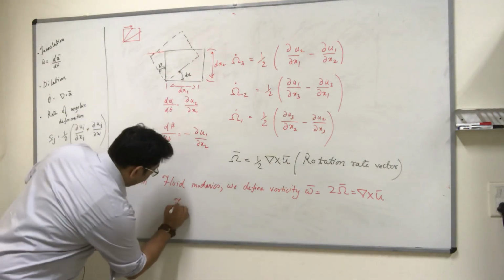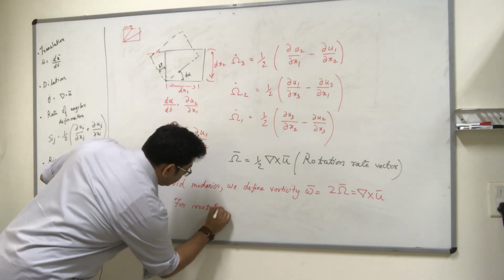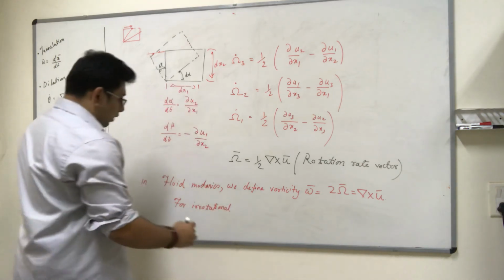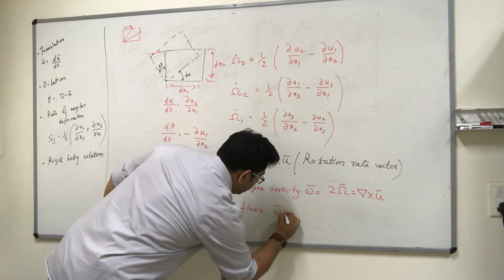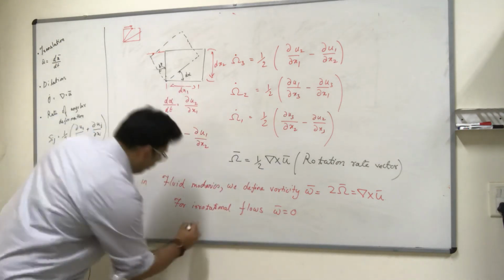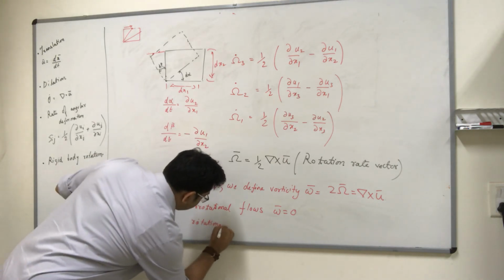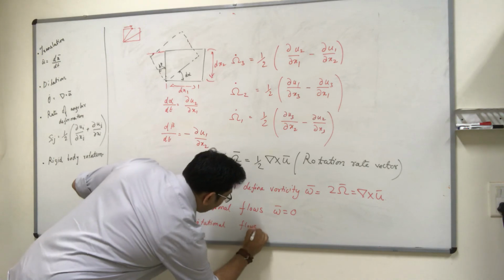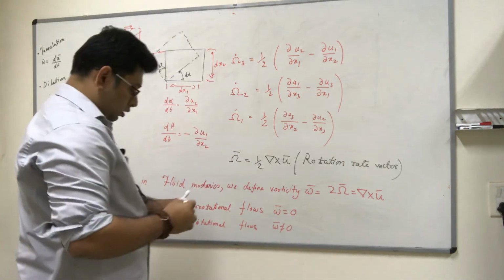For irrotational flows, and we will define rotational flows in a later chapter, for irrotational flows this is equal to 0. And for rotational flows, obviously this quantity is not equal to 0.